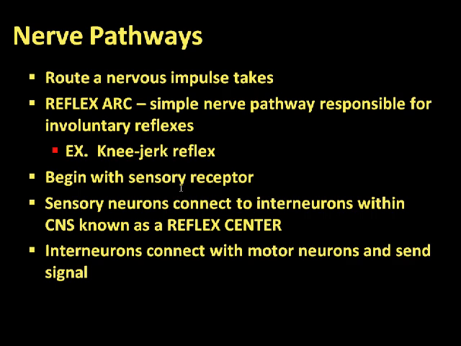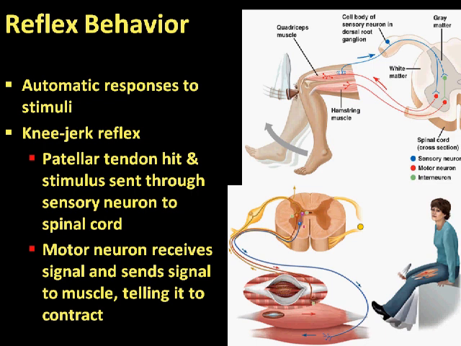So there will be a sensory receptor to receive the information. It's going to go up into the central nervous system at what's called a reflex center, and then that nervous impulse is going to travel through an interneuron, which is just between, and go straight back to the motor neuron, to the leg, and cause that knee jerk to take place. So here's kind of a better look at how that works.